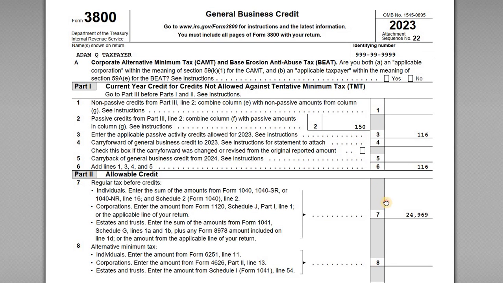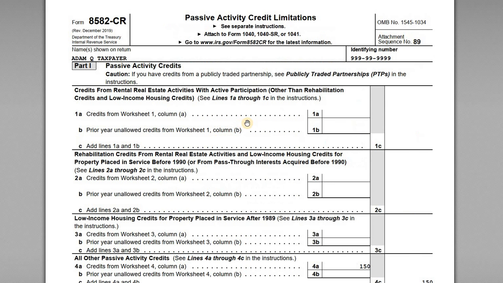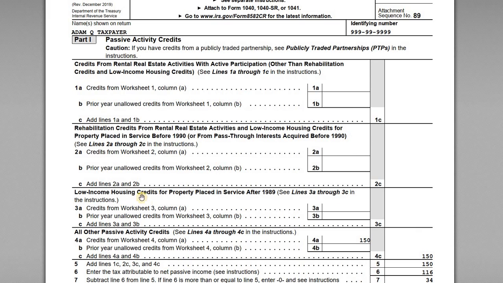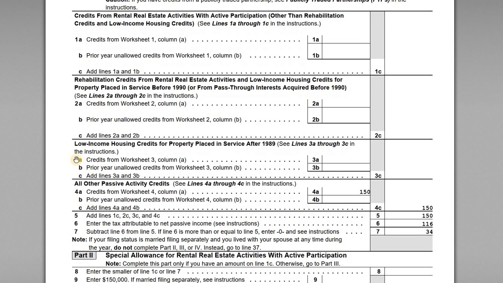Now we need to test, okay, well, because this is a passive activity credit, how much of the passive activity credit is going to be allowed for 2023? So the line 3 amount, how do we get this $116 number? Well, now we have to kick it over to the Form 8582 CR. So we know we have a passive activity. Part 1, we're not doing any credits from rental real estate, so that's blank. We don't have any rehab credits, so that's blank. No low income housing credits, so that's blank as well.